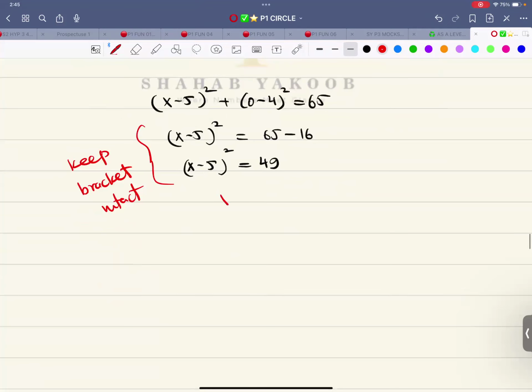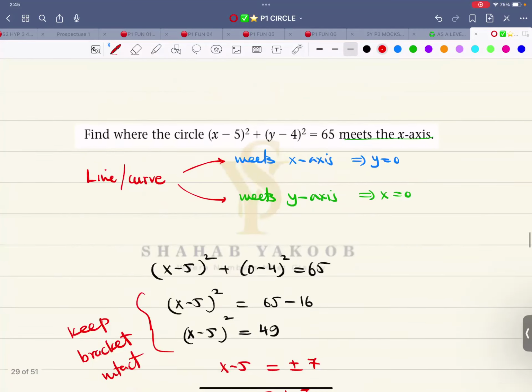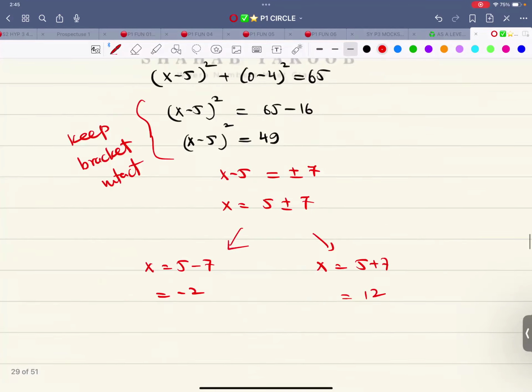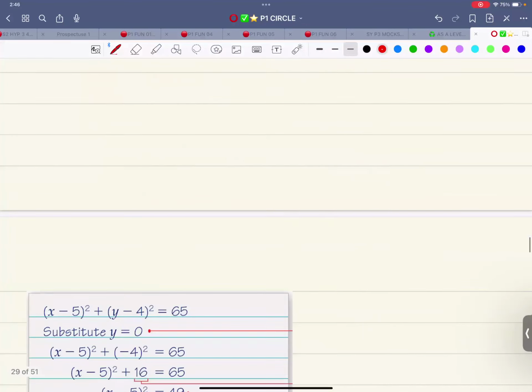So therefore, x minus 5 equals plus or minus 7. X is equal to 5 plus or minus 7. Two options are there. X is equal to 5 minus 7, which is negative 2. X is equal to 5 plus 7, which is 12. This is the x-intercept. Y coordinate is 0. So minus 2, 0 is one point. 12, 0 is the other point.